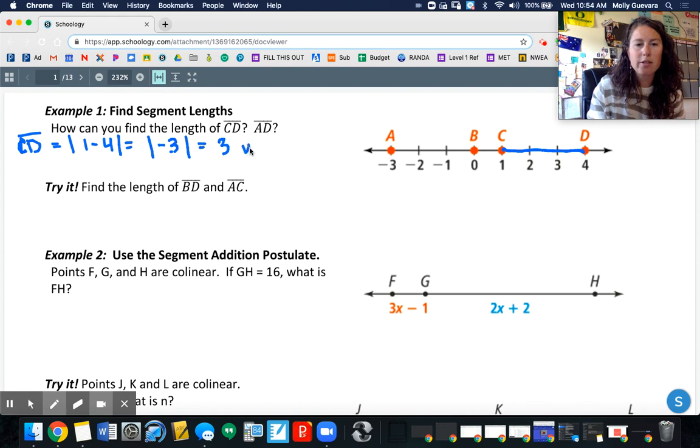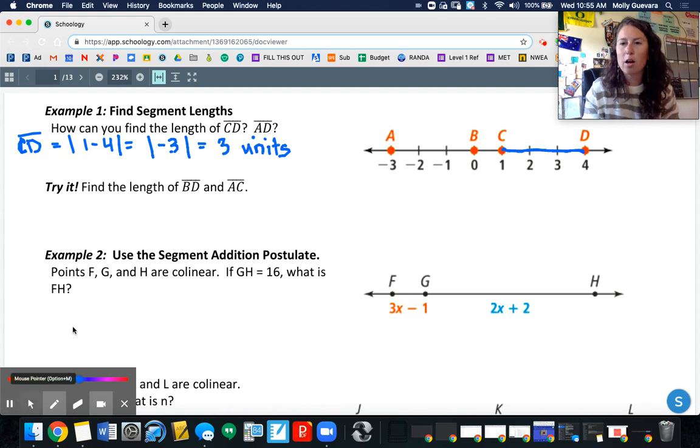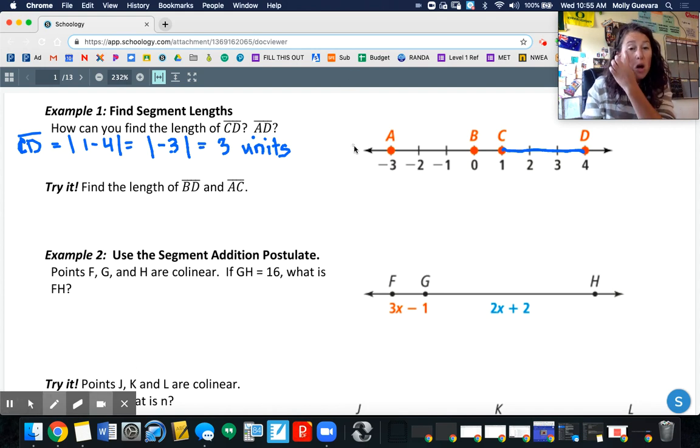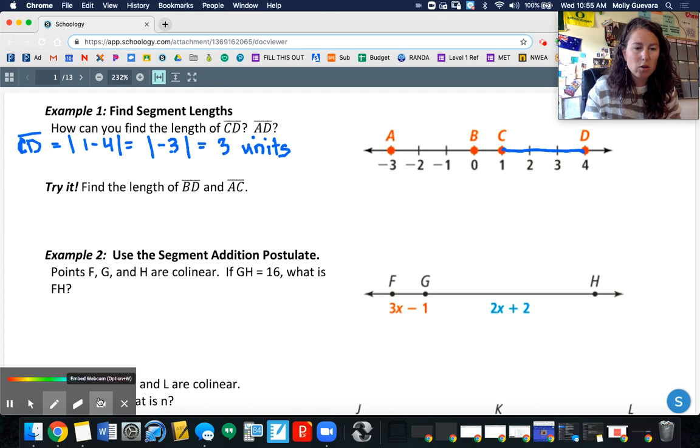And then don't forget units. In this case, I'm not given whether this is inches or feet. So we don't know. We don't know what unit this is, so we're just going to go ahead and write units. So hopefully that feels pretty good.